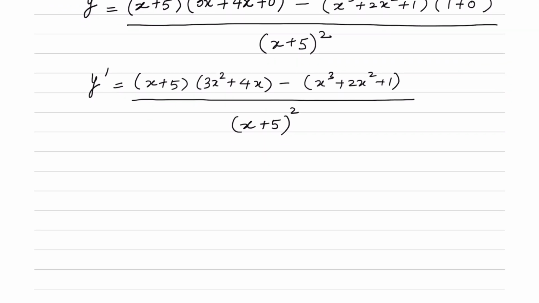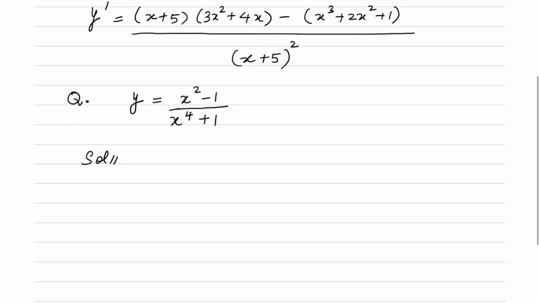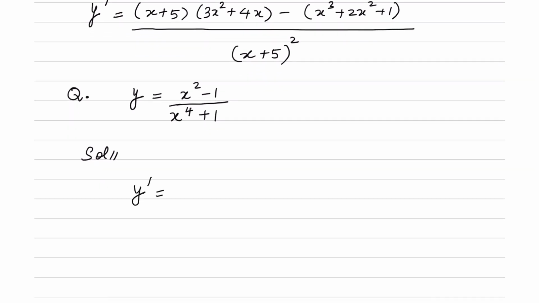Let's apply the quotient rule of derivative on another expression. We have y as x square minus 1 divided by x to power 4 plus 1, and we have to find the derivative of y. Again we can apply the quotient rule because this y is in the form something by something, or it's in the fraction form.